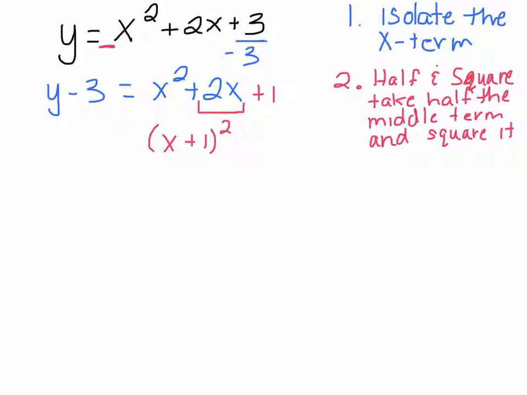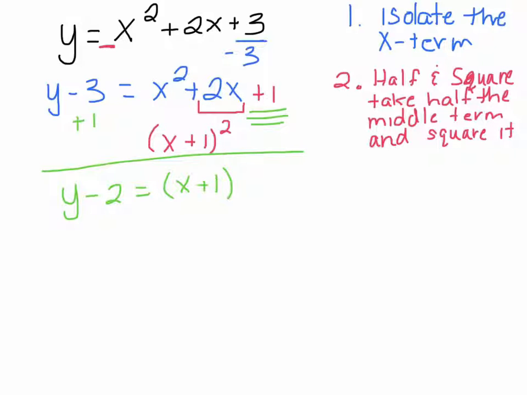Alright, so what we did right now is on the right hand side, we added this 1. Well, an equation has to be balanced. So if I add 1 to the right hand side, I also have to add 1 to the left. And when I do that, I get y minus 2 equals x plus 1 squared. So what we did for step 3 is however much I added to the right, I have to add to the left. I have to keep it balanced.